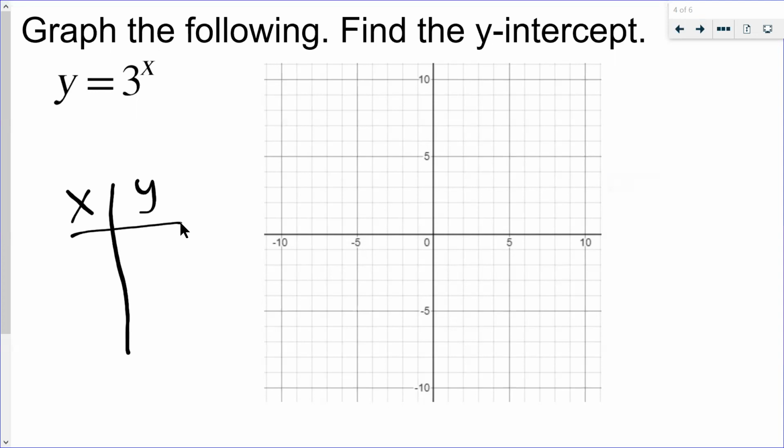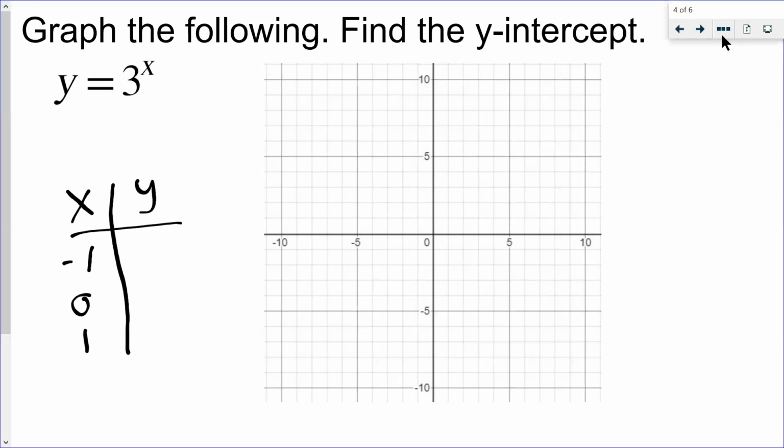And then I'm going to just start with, we really only need 3 points. We need to see which way it's going to go here. So my biggest ones I like to use are -1, 0, and 1. And they should be able to be used for pretty much all of the ones we're going to graph today. So let's start with -1.